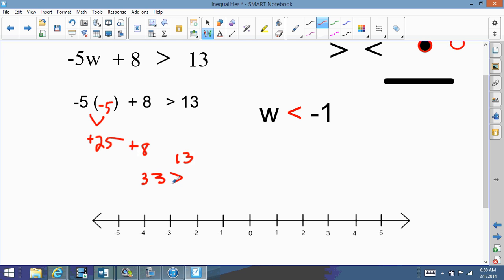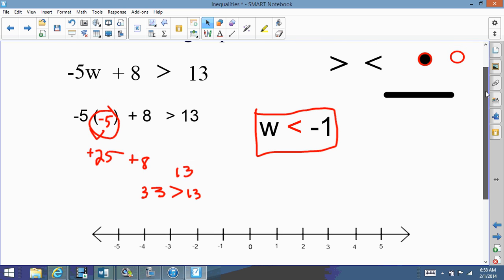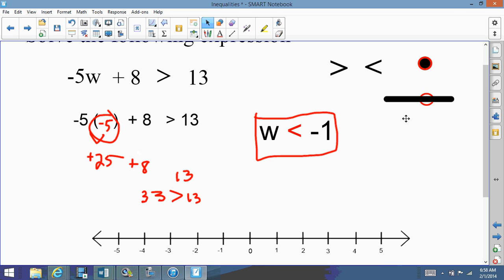And 33 is definitely greater than 13. So I know -5 will work. So if I pick numbers going this way, it will work. So I notice I have to readjust my symbol when I divide by a negative in order to get the correct answer. And if you remember from the video, there is no line underneath the comparison symbol, so I use the open circle. And now instead of going to the right like it started, I have to go to the left because I had to reverse the symbol.